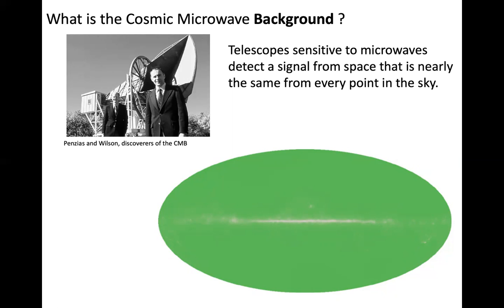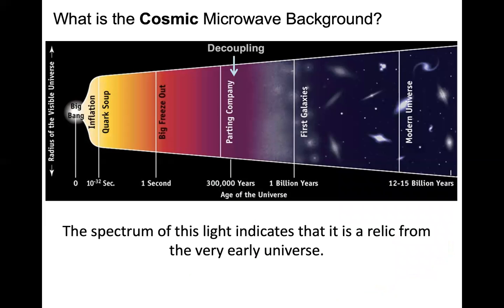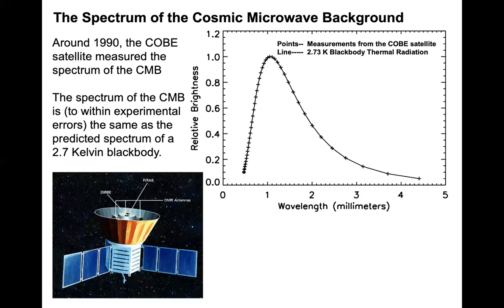Now, the reason this background is important is because we think it's cosmological. That is, we think it is a relic from the early universe. And the reason for that has to do with its spectrum. The spectrum of this microwave background has been measured very accurately. This is a plot showing the brightness as a function of wavelength. These crosses are data points, and those data points fit remarkably well a blackbody spectrum.